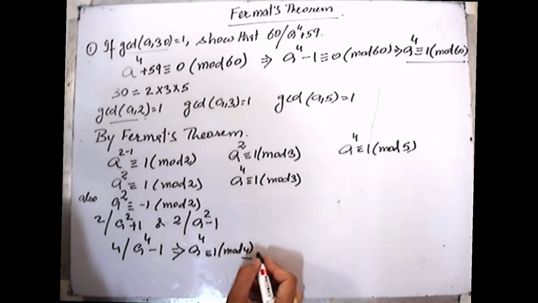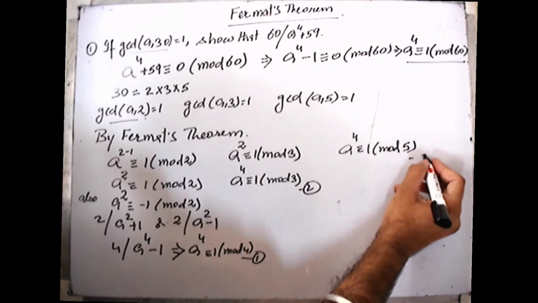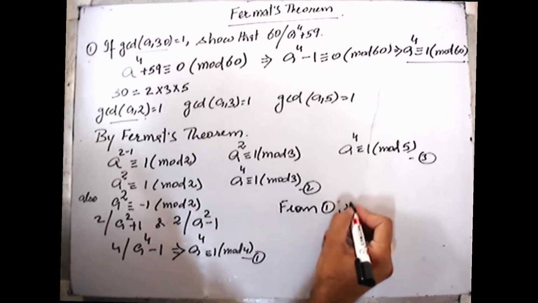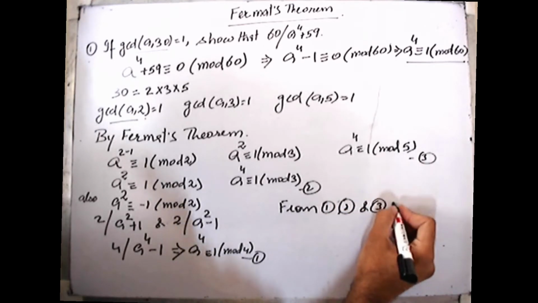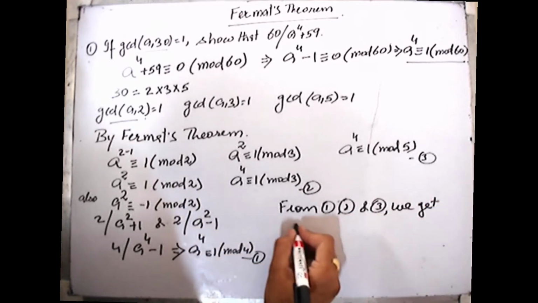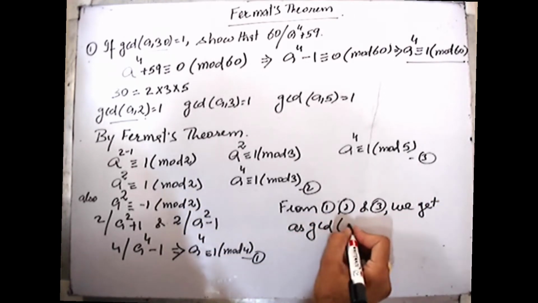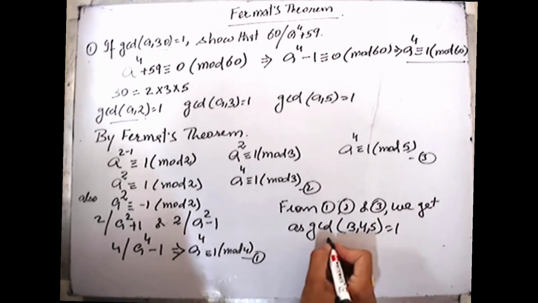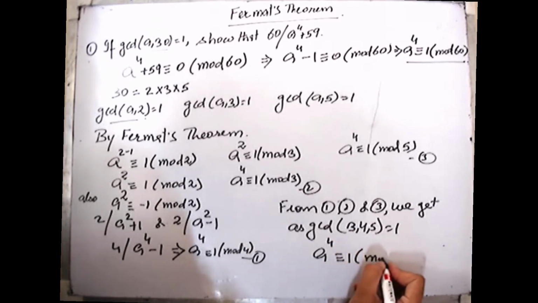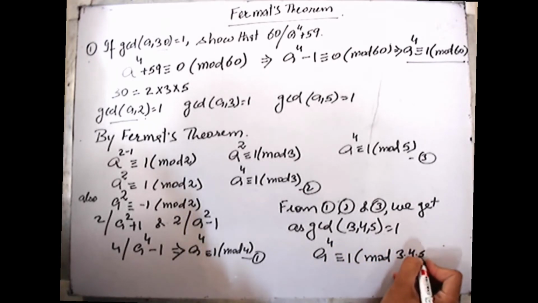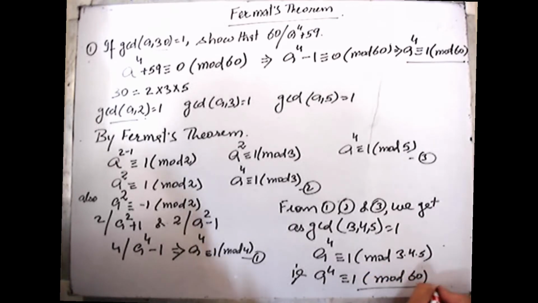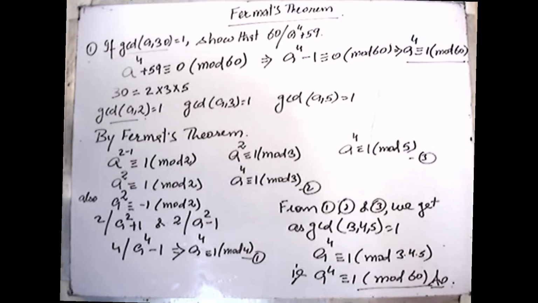Now name these 1, 2, 3. From 1, 2 and 3, as GCD of 3, 4, 5 is 1, we get a power 4 is congruent to 1 mod 3 times 4 times 5. That is, a power 4 is congruent to 1 mod 60. So this is the desired answer.